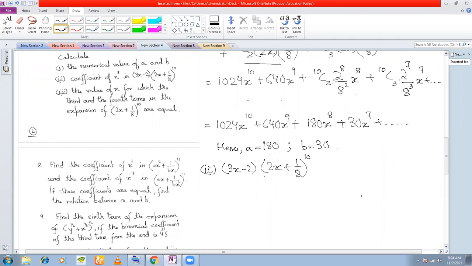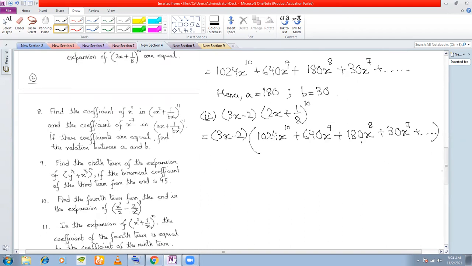Now I see that this expression is a product of two expressions, right? So 3x minus 2 you keep as it is, and we have already expanded this above binomially, so you write this: 1024 x to the power of 10 plus 640 x to the power of 9, and you can put the value of a here, 180 x to the power of 8, plus 30 x to the power of 7, plus and so on. We don't need all the terms. You need to find the coefficient of x to the power of 8.